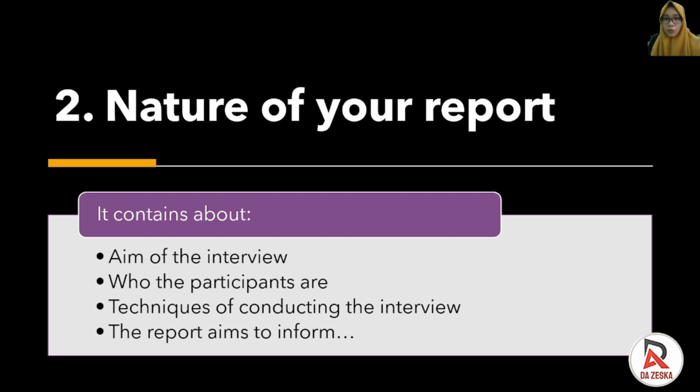The first aim is for the interview. Why did you do the interview? But for the report, it's a different aim. The report aims to inform who, what points or what findings, and what are the aims of telling people the results of your interview. So that's the report aims to inform. I hope you are clear on the difference. And if you think that you are not clear, you may ask me later on, okay?